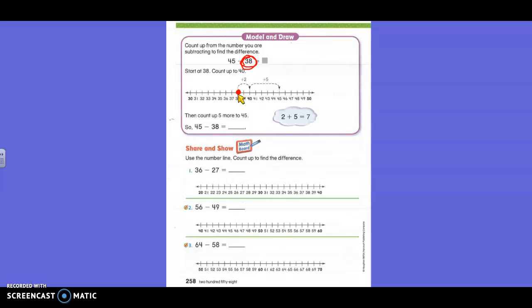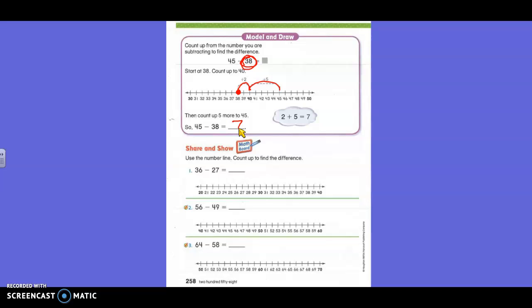So if you add 2 to 38 to get to 40, and then add 5 more. What's 2 plus 5, guys? What's 2 plus 5, Jaren? 7. So 45 minus 38 equals 7. Okay? All you did instead of subtracting was adding up to it. If you have 2 numbers, the small number can add up to the big number.